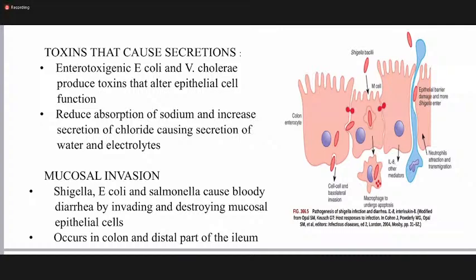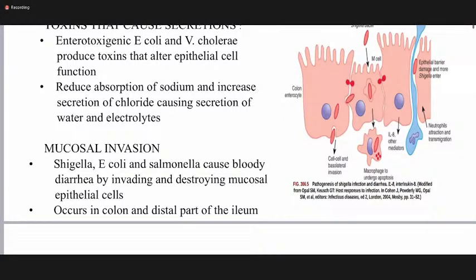Then we have the secretory type of diarrhea, where we have toxins, especially from Vibrio cholerae and some forms of E. coli, which affect the secretion and absorption of electrolytes across the intestinal epithelial borders, and which then leads to excessive secretion of water and electrolytes. Next, please.